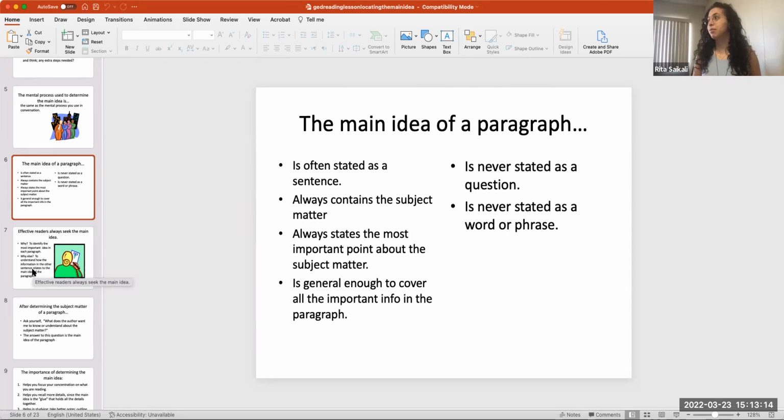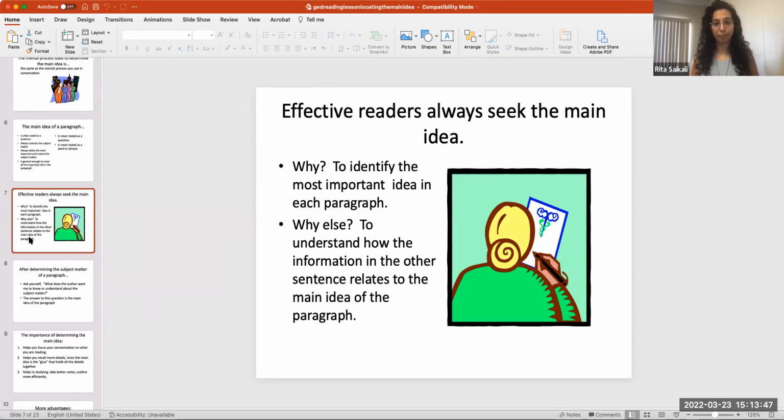My brother is smart is just a general statement. And then I tell you why. But him being smart is always the main point. It is never stated as a question. So I can't say, is my brother smart? That's not it. And it is never stated as a word or a phrase, like a dependent clause, right? Because he is smart, period. Well, I can't stand, right? It doesn't work. So these are ways to identify the main idea.